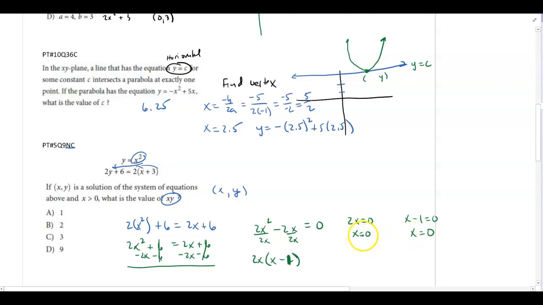Now I know if x is 0, when I do 0 times something, it's going to be 0, and for x times y, 0 is not an option. So I know I'm going to use x equals 1. So when I use x equals 1, y equals 1 squared, which is 1. So an ordered pair solution here would be (1, 1). And if I do x times y, that would be 1 times 1, which is letter A, 1.